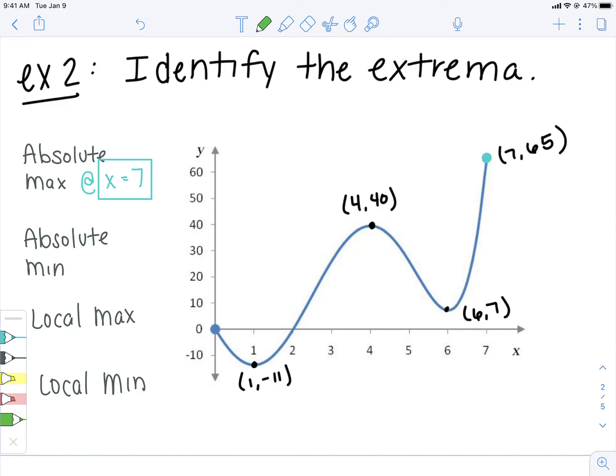What about my absolute min? Where's the lowest point on my graph? Just at 1, right? I don't want to say -11 because that's my y value. I want to use my x value, which I think is the hardest part to get used to because you're used to telling me, oh, the lowest number, -11, that's the smallest number on there, right? But I physically don't care how low it is. I just care where the lowest point is. So I'm saying my absolute min is at x equals 1.